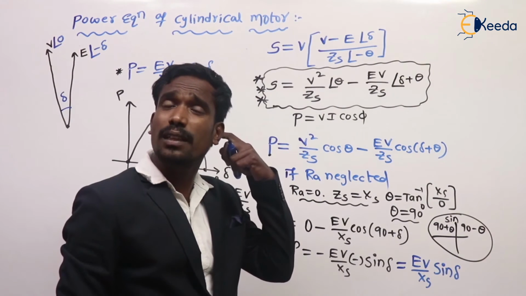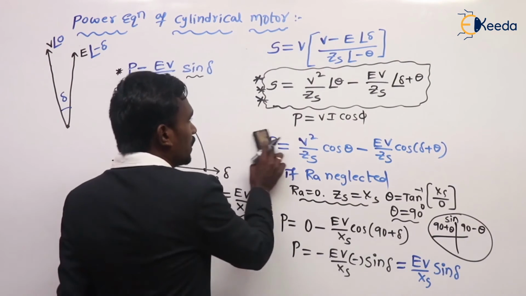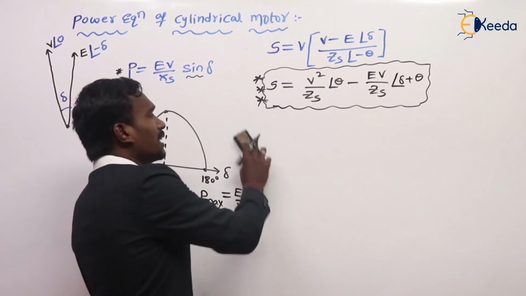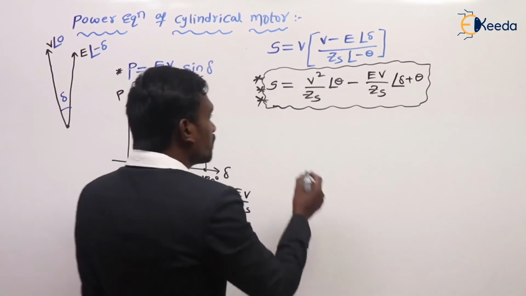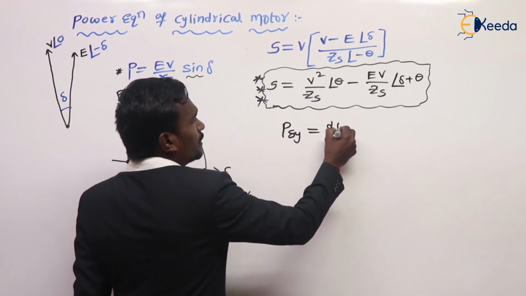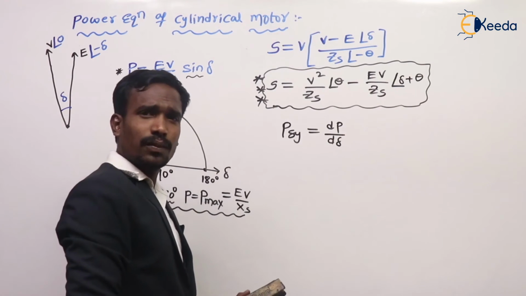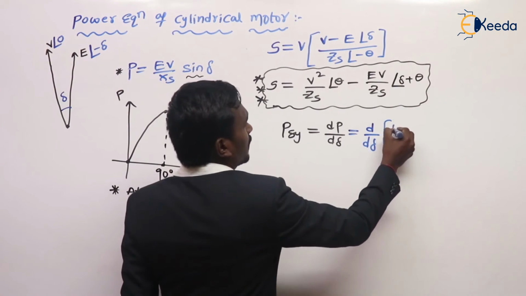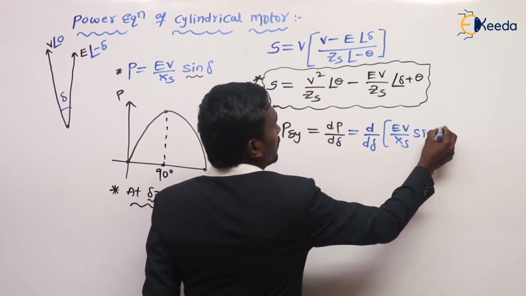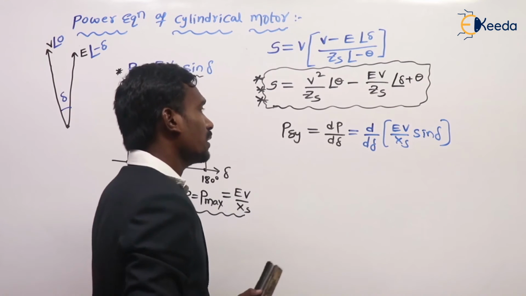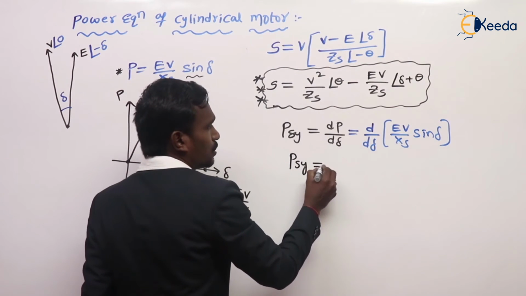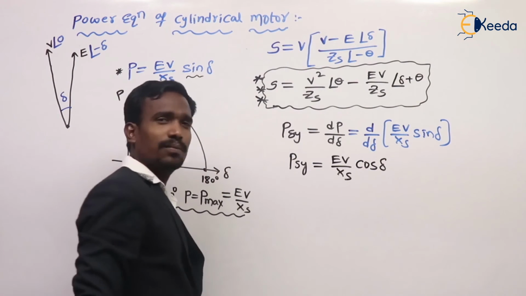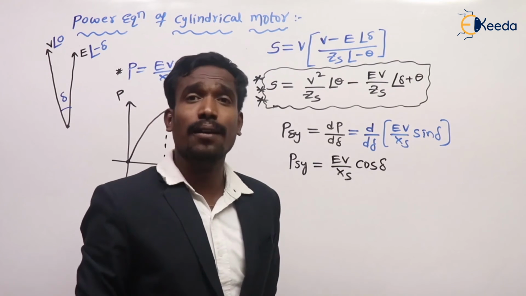Now the synchronizing power coefficient. So tell me, what is the synchronizing power coefficient? This measures the degree of stability, and it improves the stability when PSY is positive. PSY is equal to dP upon d delta. So PSY is the differentiation of the power equation EV upon XS sine delta with respect to delta. PSY is equal to EV upon XS cos delta, since the differentiation of sine delta is cos delta. This is PSY of the synchronous motor.